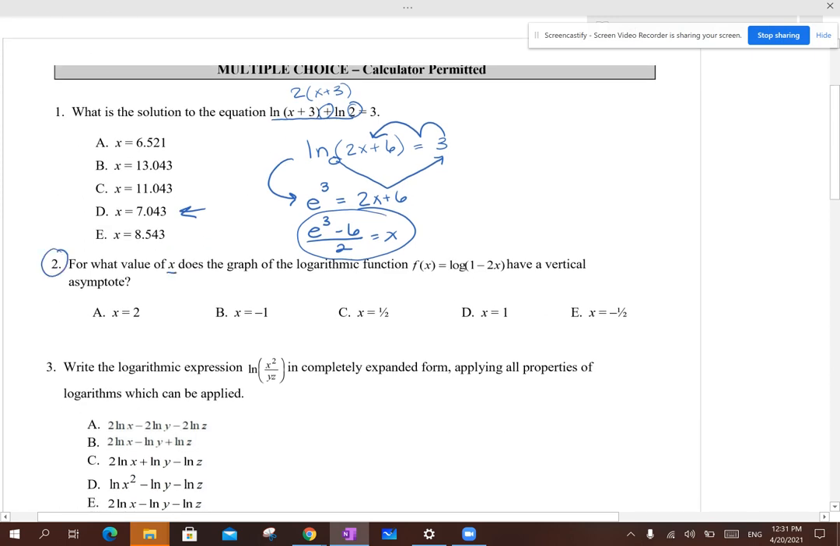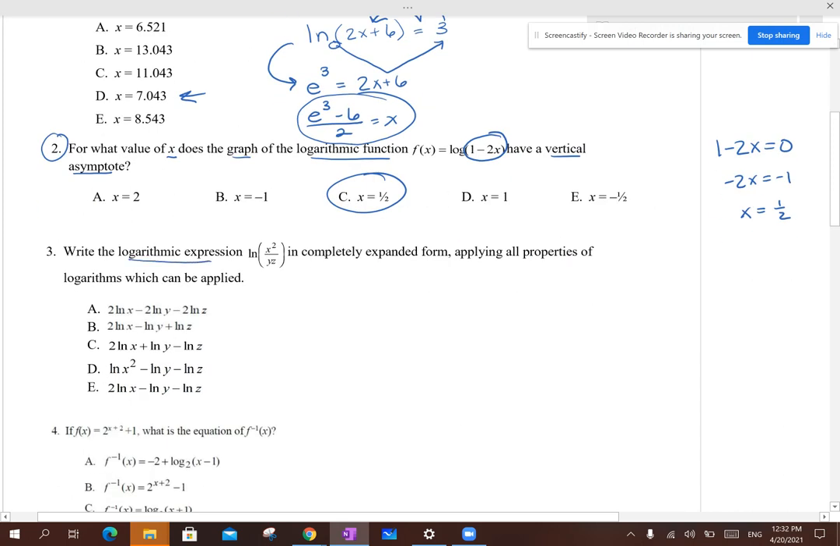Number 2, for what value of x does the graph of the log function have a vertical asymptote? So to find the vertical asymptote, you're setting the argument equal to 0. So negative 2x equals negative 1, x is equal to positive 1/2.